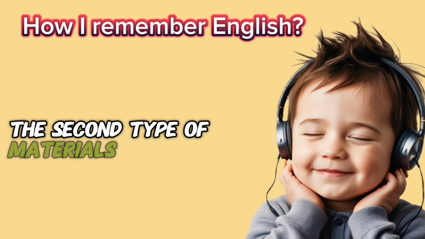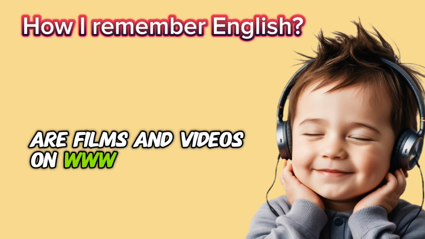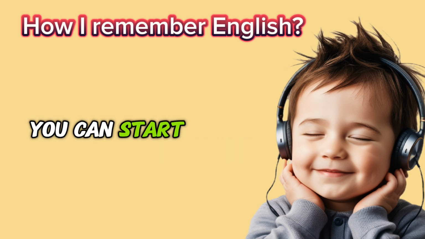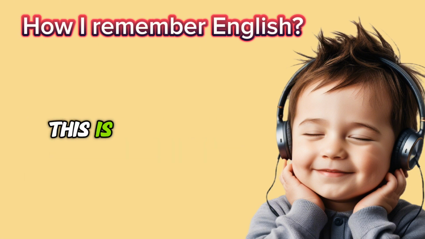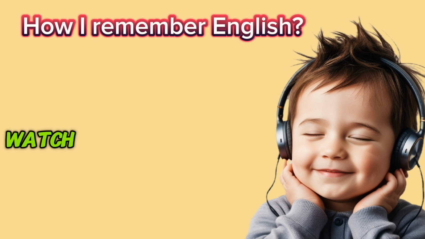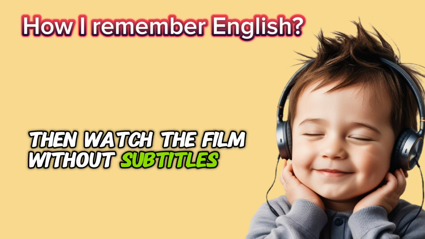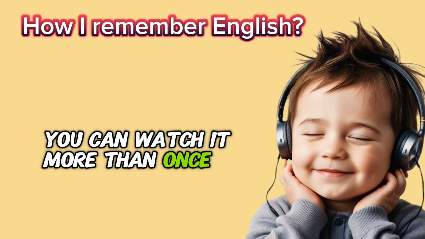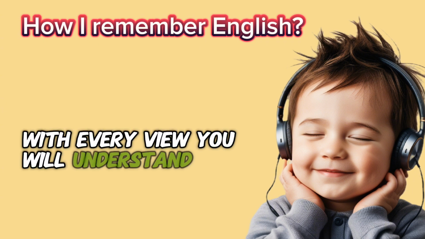The second type of materials for listening practice are films and videos on www.youtube.com. These are also great. You can start using them when you know 2,000 words in English or more. This is what you should do with a film. Watch it for the first time with subtitles so that you know what the film is about. Then watch the film without subtitles. If you like the film very much, you can watch it more than once. When you watch one film many times, with every view you will understand more.